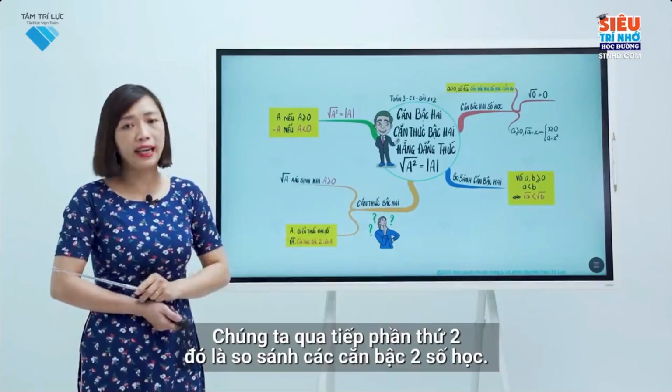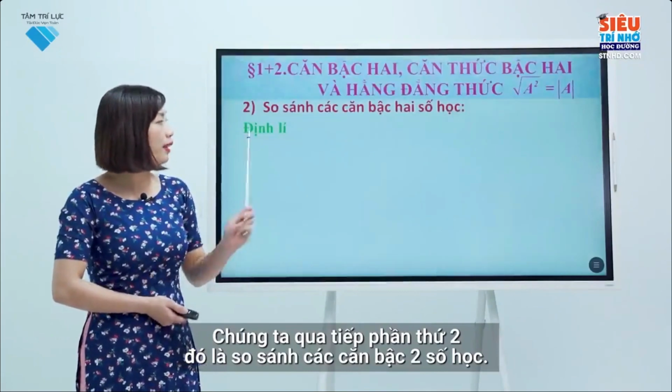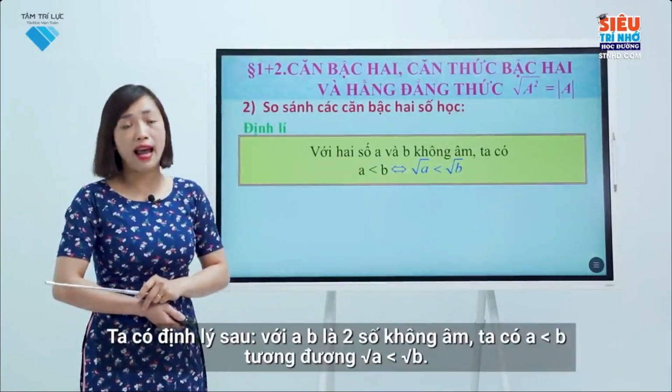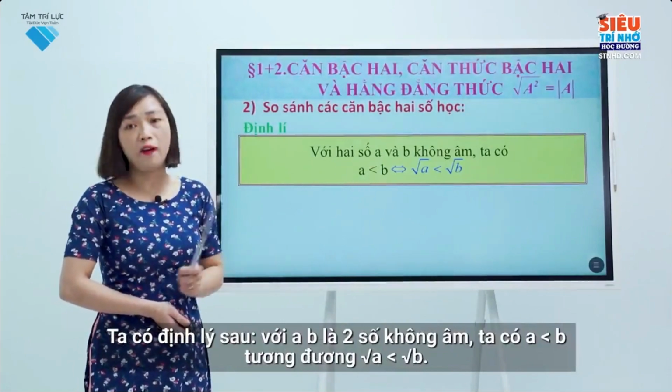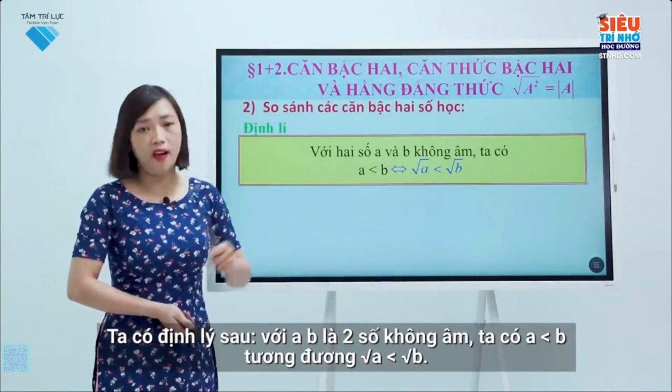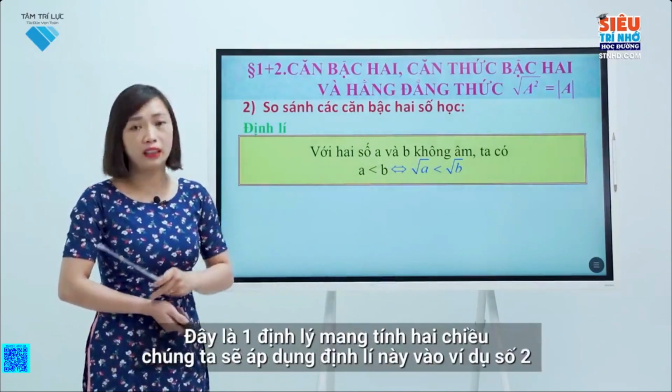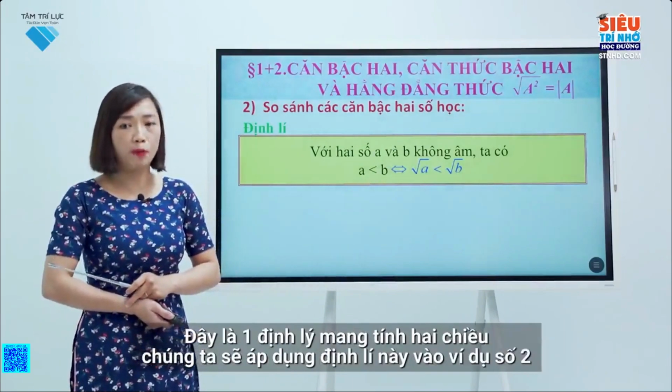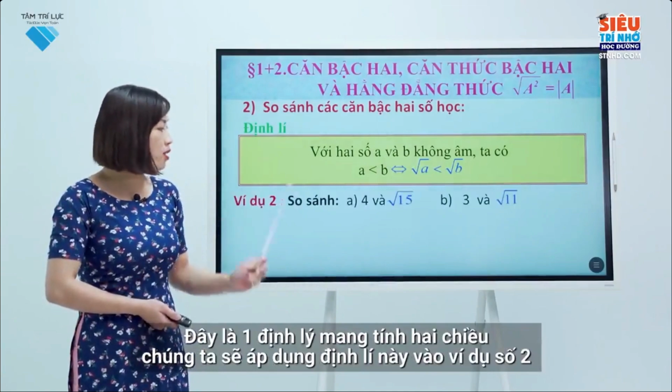We move to part 2, which is comparing the arithmetic square root. We have the following theorem. With a, b as two non-negative numbers, we have a is less than b, equivalent to the square root of a less than the square root of b. This is a two-way theorem. We will apply this theorem in example 2.